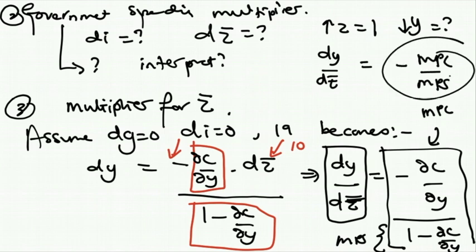Have you seen this before? This is nothing else but the tax multiplier when tax is a lump sum tax. That's what you learn in the first degree. Okay.